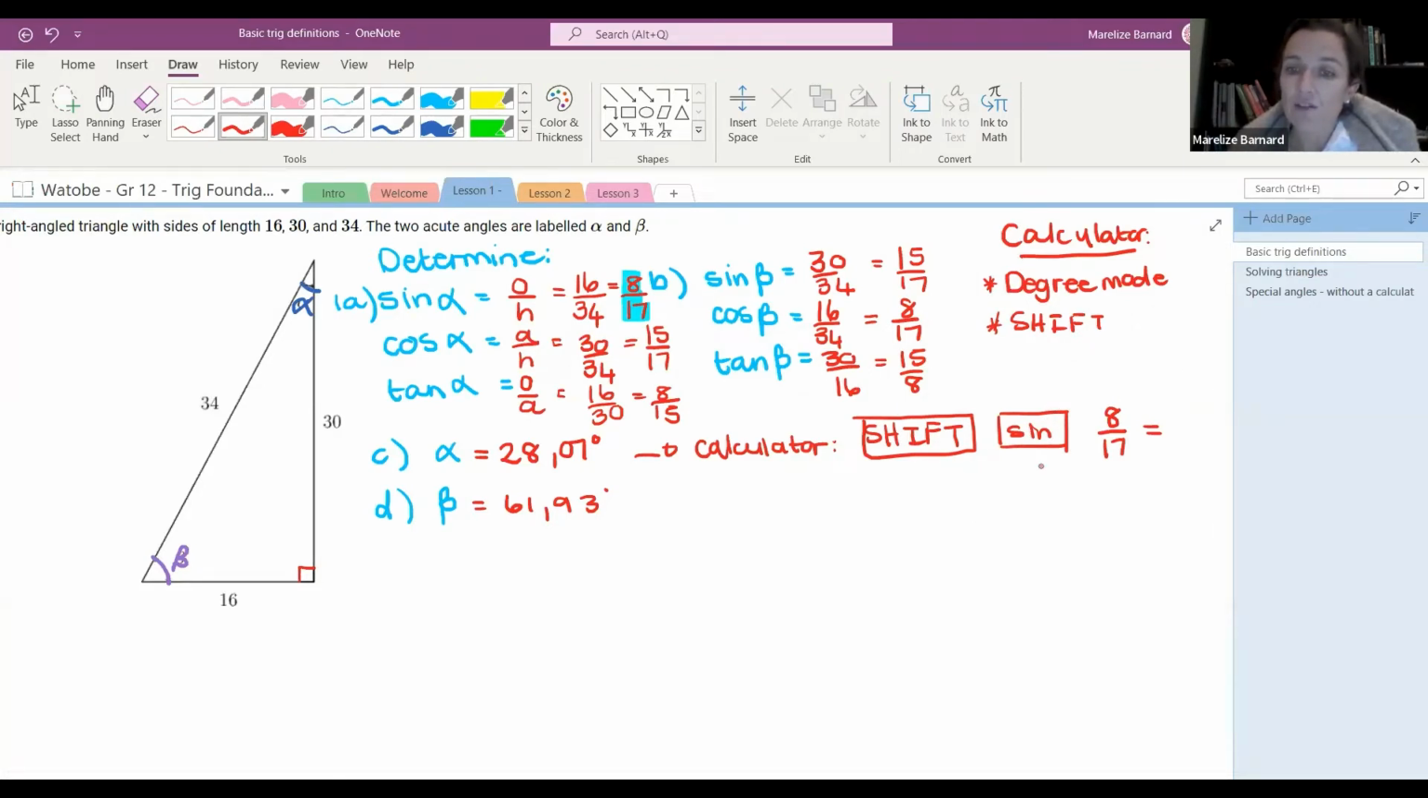We can use the cosine rule, but cosine rules are really for non-90 degree triangles. Here we've got a triangle that is 90 degrees, so we just stick to using SOH CAH TOA. Yes, I agree. That is exactly what I would recommend as well. Okay, right, let's move on.